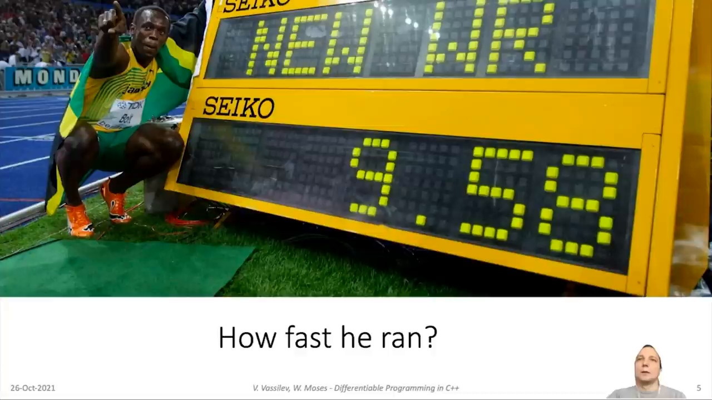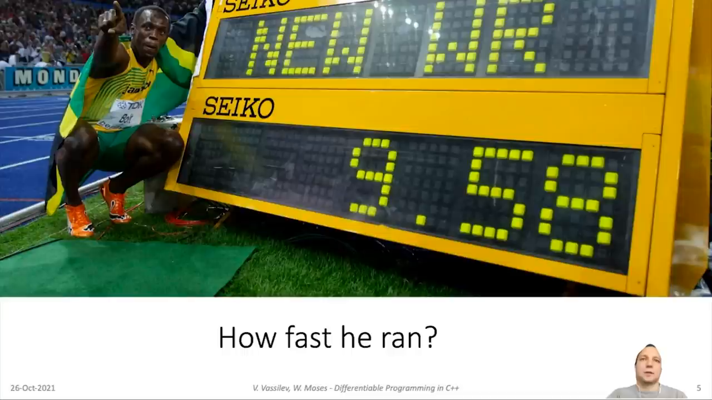Before anything else, let's warm up a little bit. You can probably recognize this face. This is Usain Bolt, a retired Jamaican sprinter, widely considered to be the greatest sprinter of all times. He is the world record holder in a sprint of 100 meters, 200 meters, and 4 times 100 meter relay.